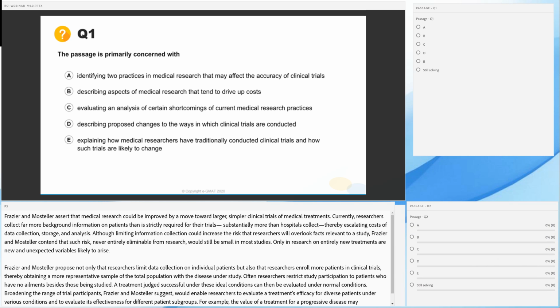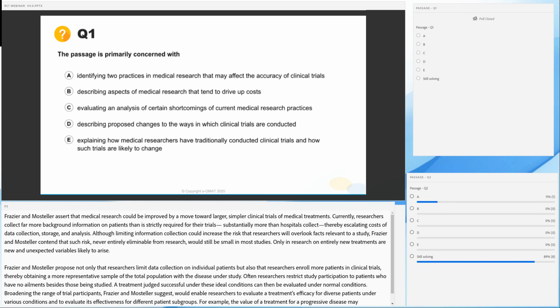Question 2 is at the bottom. You can select still solving on that once you put in the answer for the first question. About 70% of the class is done. I'm going to give you another 15 seconds for the first question. 3, 2, and 1. Please put still solving for question number 2. All right, let me end the poll and broadcast results.